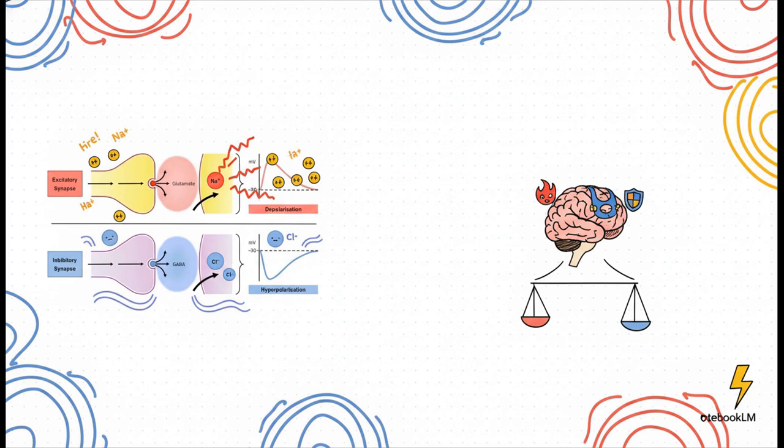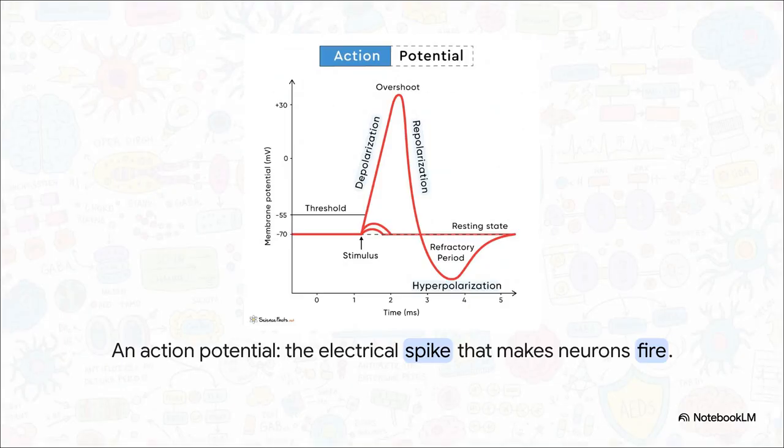The main one here is GABA. GABA opens the gates for negative chloride ions to come in, which makes the neuron less likely to fire. That's called hyperpolarization. A seizure is basically what happens when the go side wins that tug of war. Big time. And that firing process, we call it an action potential.